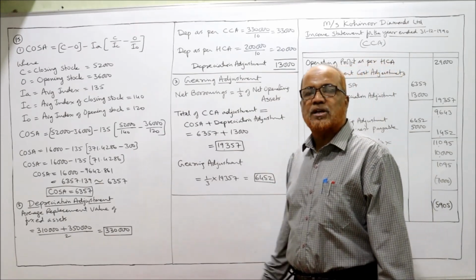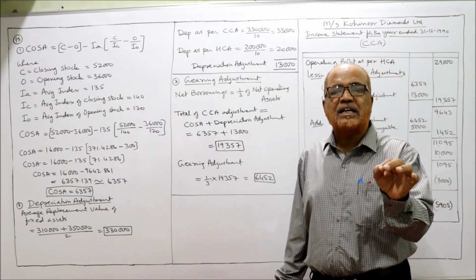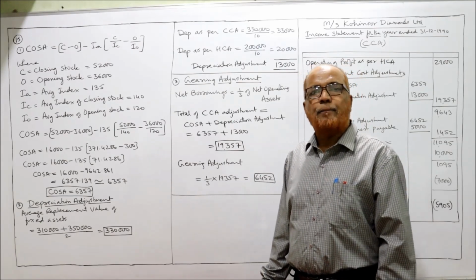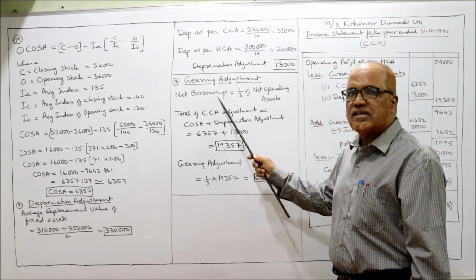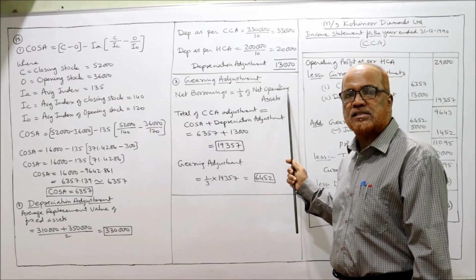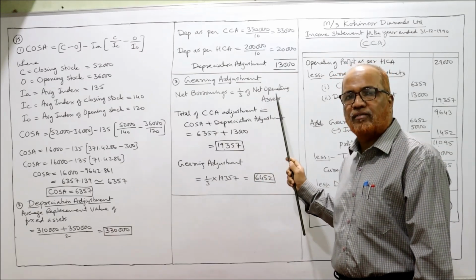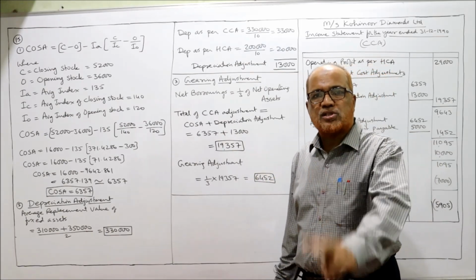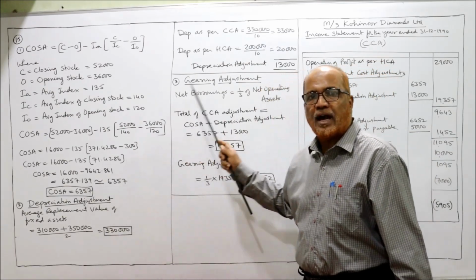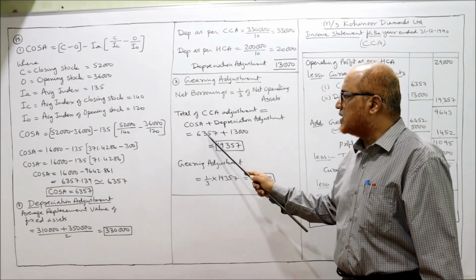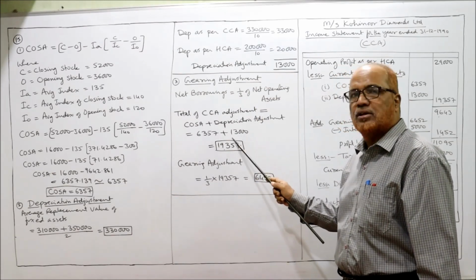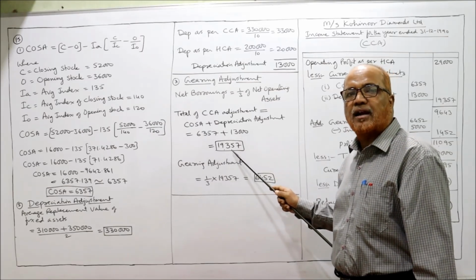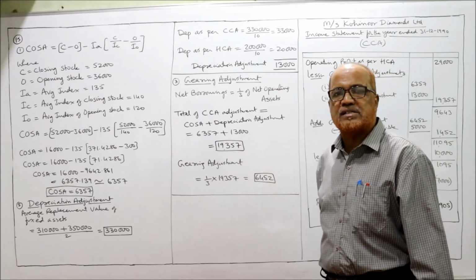Now the gearing adjustment. In the problem it is given that the net borrowings are 1/3 of net operating assets. So the total current cost adjustment: we have two adjustments, CCA and depreciation adjustment. Take the total 6,357 plus 13,000. This is CCA and this is depreciation. The total current cost adjustment is 19,357.